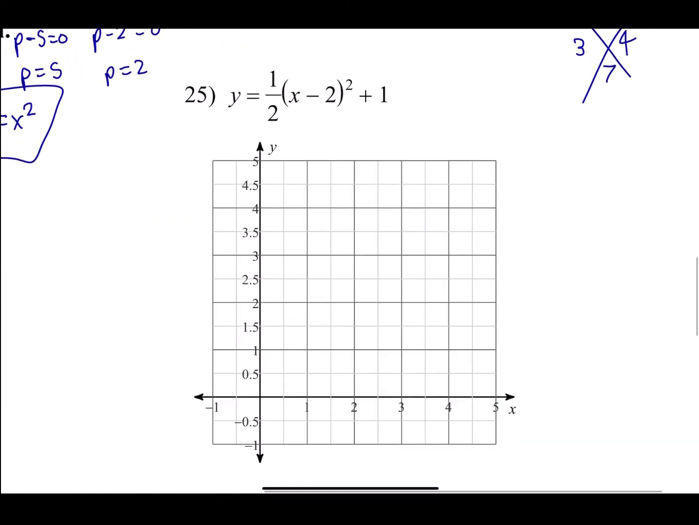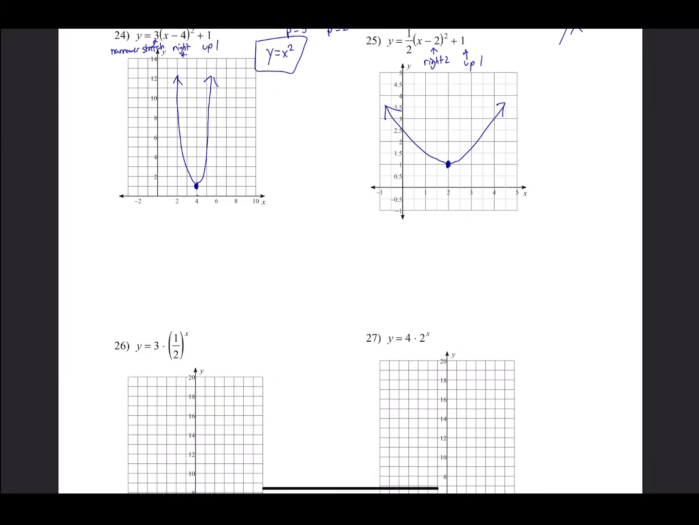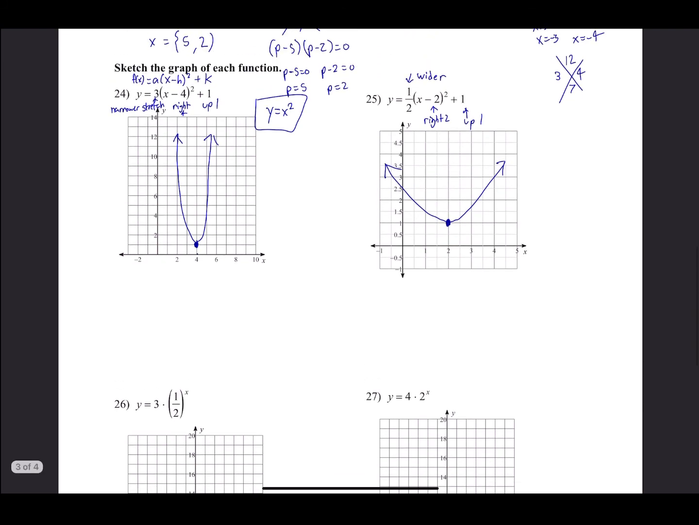25. Inside lies, so right 2. Up 1. 1/2 is less than 1, so wider. We are compressing this, making it fatter. So right 2, up 1 would place my vertex here. It's positive, so it's facing up, and just sketch it wider. Okay, that's quadratics with the parent function y equals x squared.